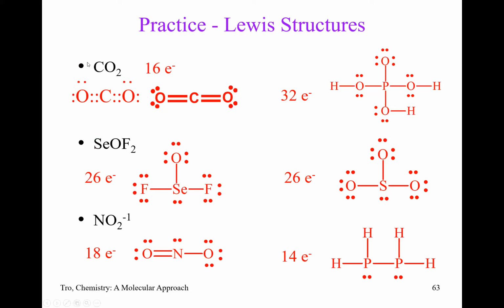Okay, so the CO2 carbon has 4, oxygen has 8. Sorry, 6. I was reading ahead anyway. 6 and 6 is 12 plus 4 is 16. We want 8 around every element. You would draw a single bond from the carbon to the oxygen on either side, right? Then we'd put in lone pairs just like we did before. So there'd be 6 lone pairs around each oxygen.